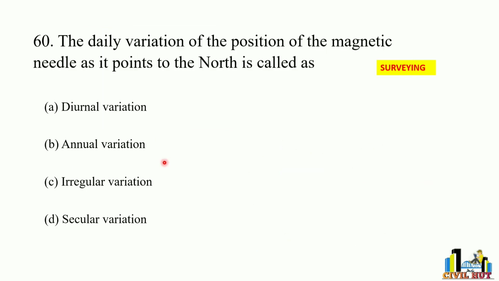Next is the 60th question. This is the last question for this part 2. The daily variation of the position of the magnetic needle as it points to the north is called A. Diurnal variation, which means 24 hours. B. Annual variation, which is 365 days, 1 year. C. Irregular variation, this is random. D. Secular variation, this is 250 to 300 years. So daily variation, meaning 24 hours, is the diurnal variation. Option A is the correct answer. This is from surveying.